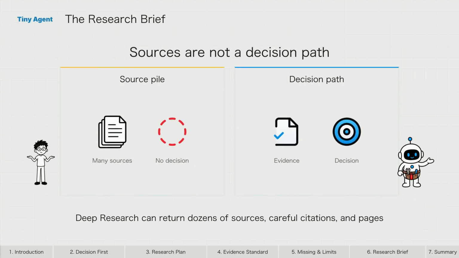Deep research can return dozens of sources, careful citations, and pages of polished prose, yet still leave you unsure what to do. The failure often begins before the search. The request names a topic, but not the decision the research must support.